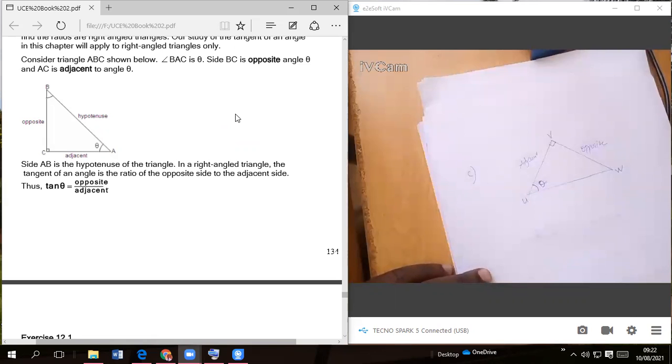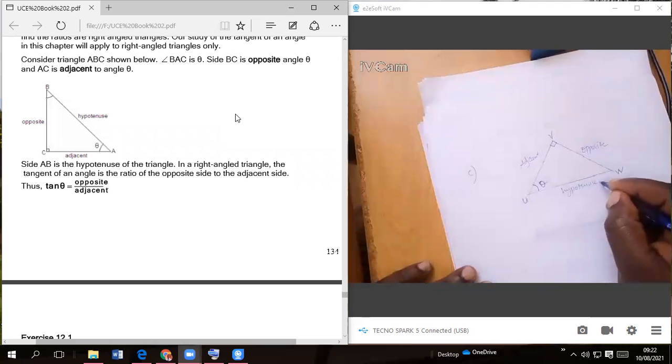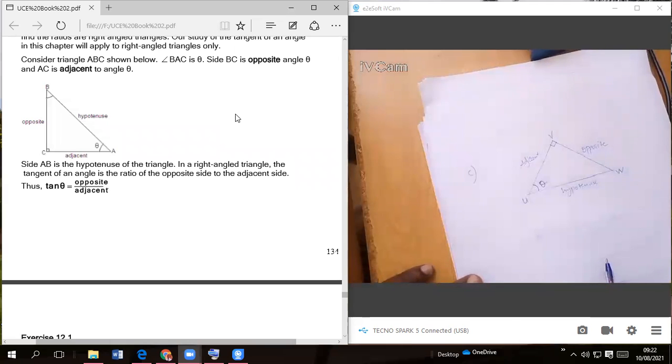Sherry, let me ask Sherry, your piece has a problem. Patricia, which one is the hypotenuse now? UW. So UW is the hypotenuse. That is the hypotenuse.